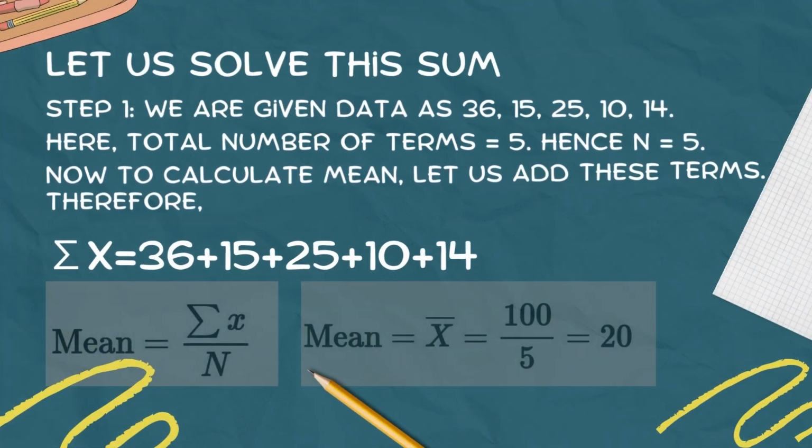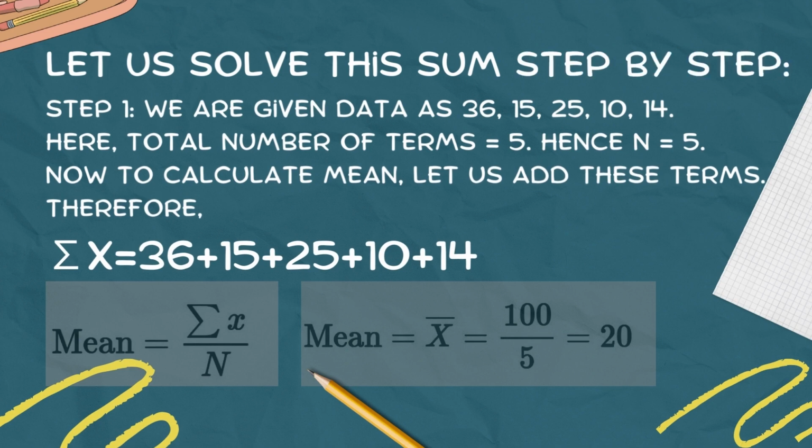Let us solve this sum step by step. Step 1. We are given data as 36, 15, 25, 10, and 14. Here, the total number of terms is equal to 5. Therefore, n is equal to 5.